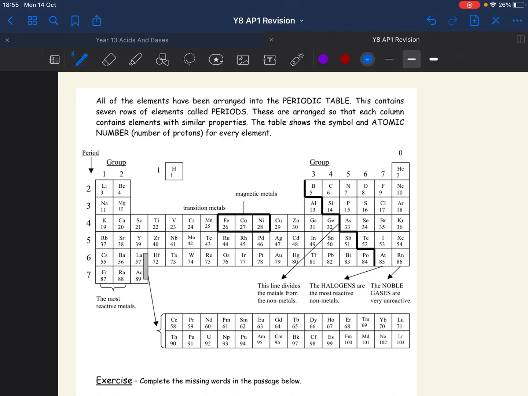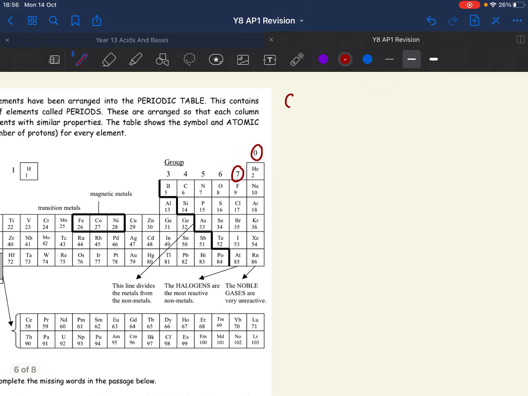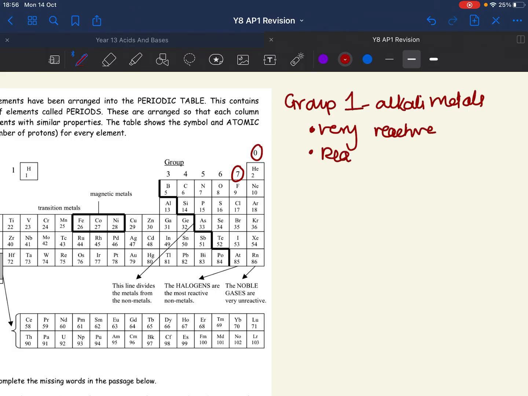So I'll start with the periodic table. So you've got the periodic table here and you have it in your planner as well. And you can see you've got these groups here. So 1, 7, and 0. These are the groups that you need to know. So group 1 is known as the alkali metals. Alkali metals are very reactive, and the reactivity will increase down the group. So reactivity increases down group 1.